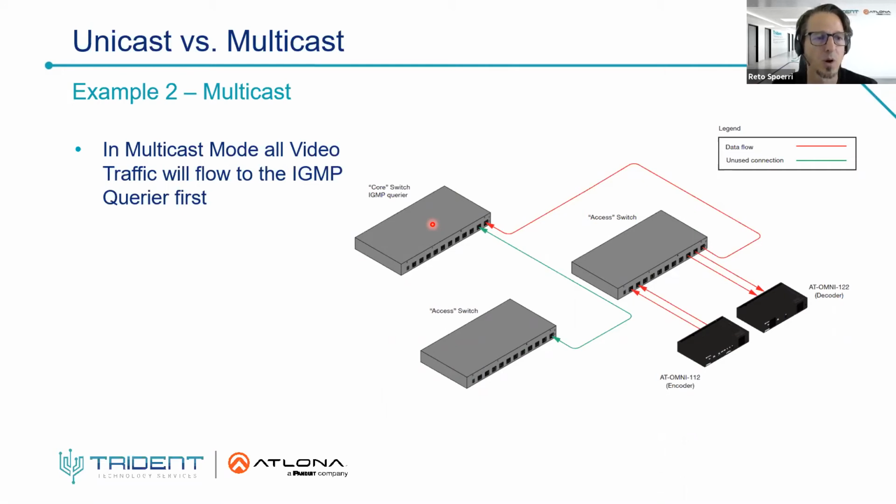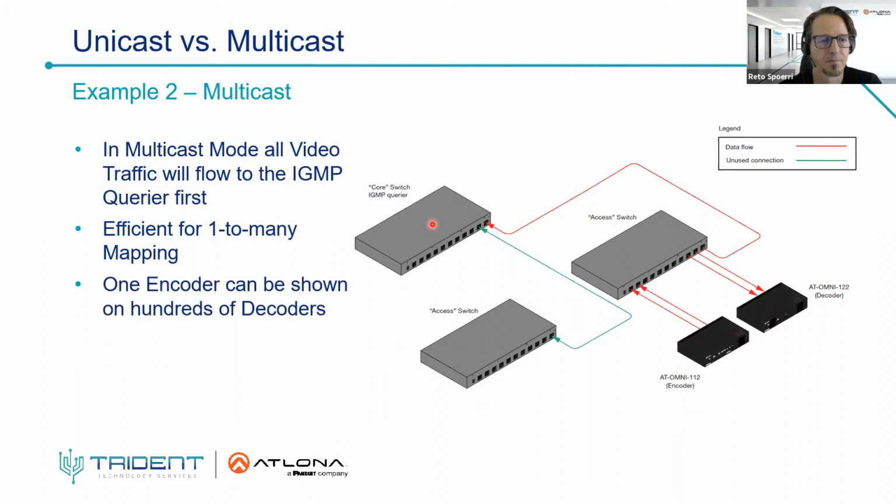So in multicast mode, all video traffic will flow to the IGB carrier first. It's very efficient for one-to-many mapping. 1 to 5, 1 to 100, 1 to 500, no problem. One encoder can be shown on hundreds of decoders.